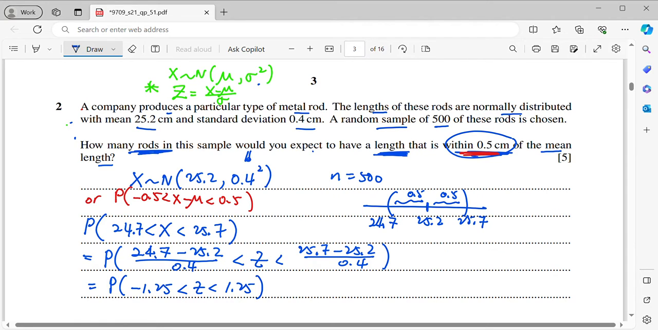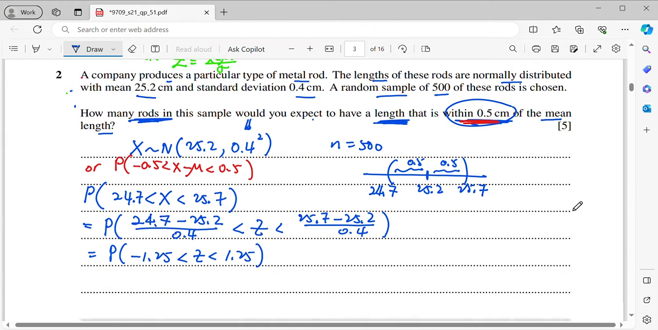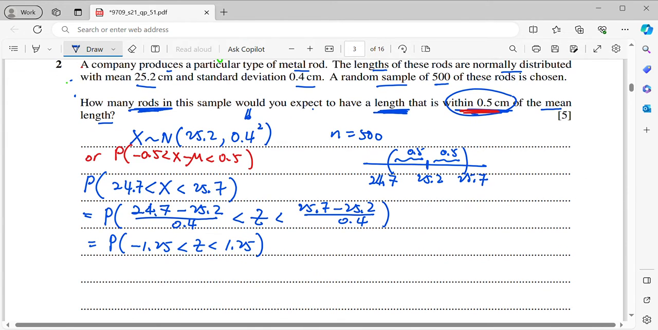Alright, so now I need to solve this probability. To solve the probability of z between two values, we have to sketch a graph. Now, this is a bell-shaped curve and the middle value is 0. It is symmetrical at z equals 0. Now mark these two points, 1.25 and negative 1.25.